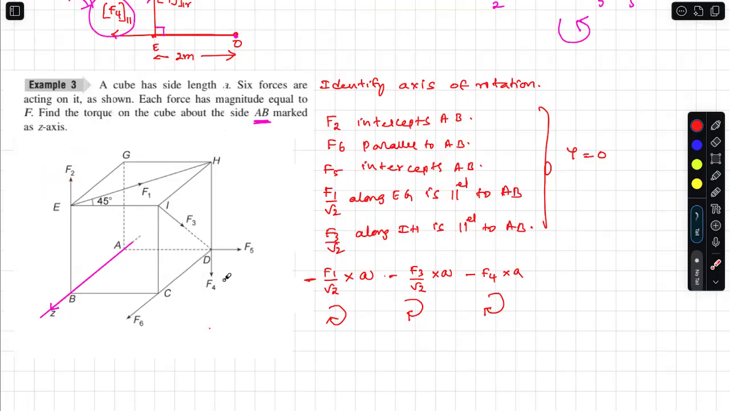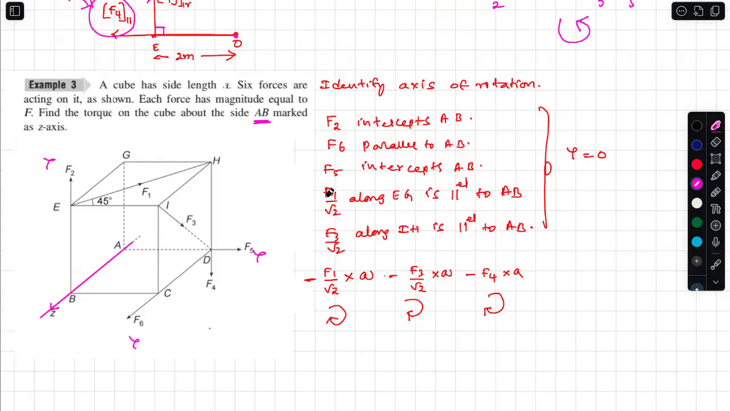Next. Will F6 contribute any torque? Why? It is parallel to AB. So F2 gone, F6 gone. What about F5? Will F5 contribute any torque? Why? It is intercepting the axis. So because F5 is intercepting the axis, F2 is intercepting the axis, and F6 is parallel to the axis, what happens? They will not contribute any torque.